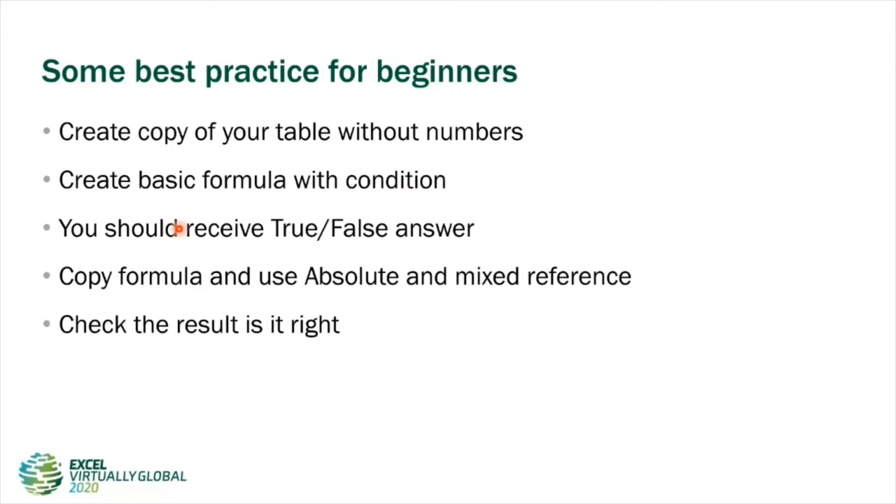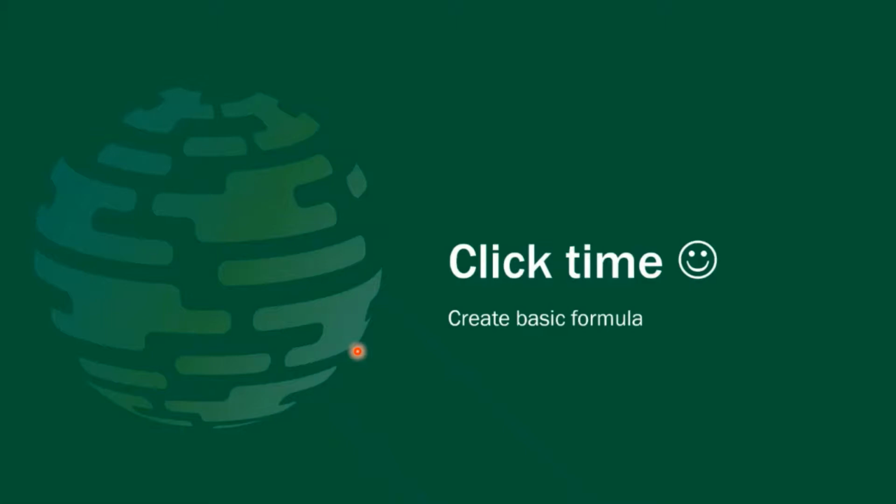Next, keep in mind that the result of this formula must be true or false. This means that we are using a condition. Next, copy the formula, using absolute or mixed references, so that the result of this formula is right. At the end, we must check: is the result right? So let's see how to do this.